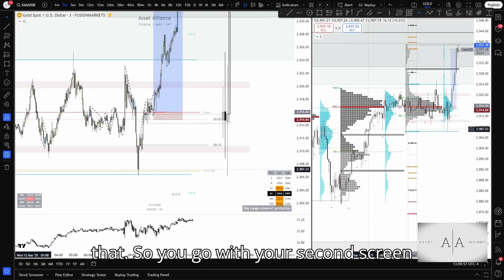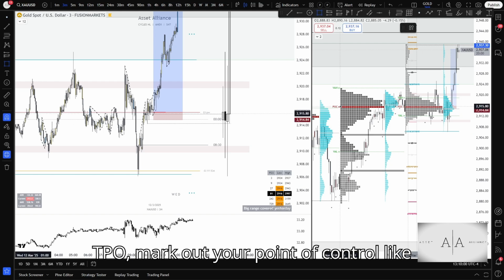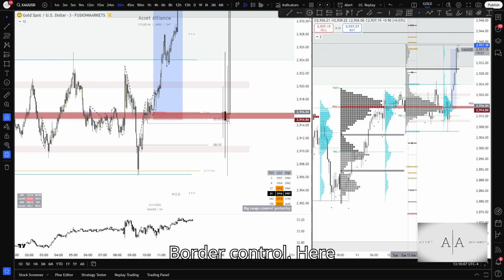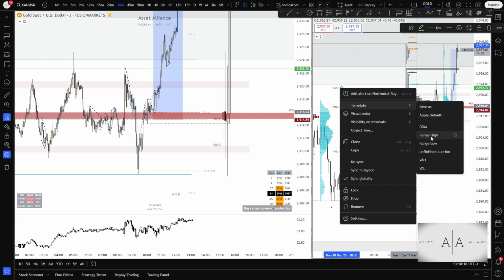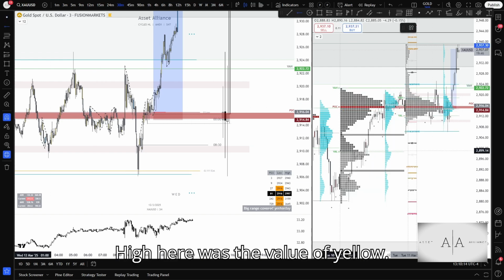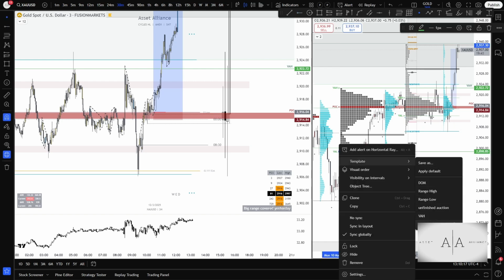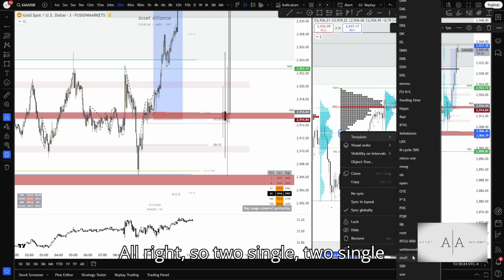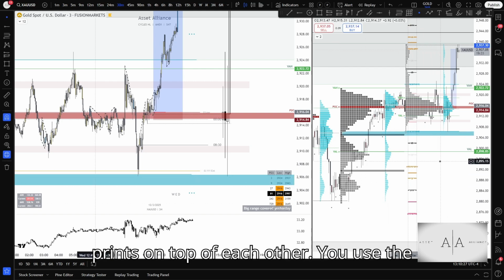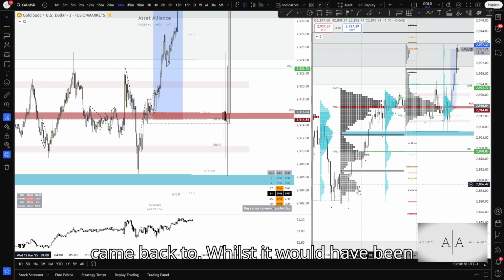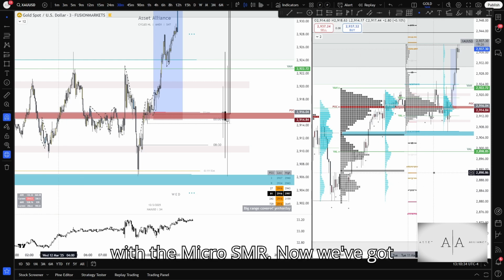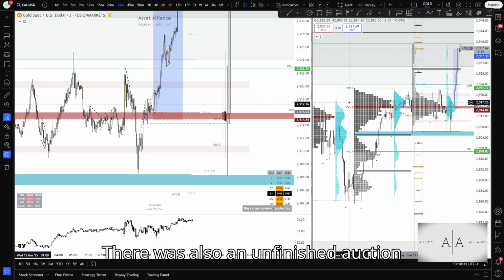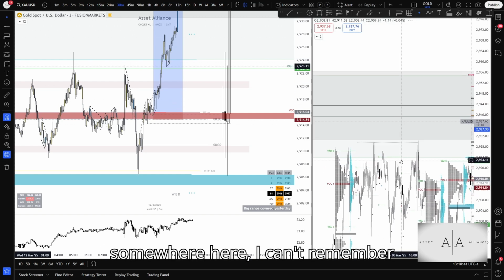So you go with your second screen, TPO, mark out your point of control like in the previous video. Point of control. Here it was a value area low, high. Here was a value area low, and here was your imbalance for the single prints. All right, so two single prints on top of each other. You use the whole range, right? This one we never came back to, whilst it would have been nice because it's in line with the micro SMR. Now we've got all this figured out on this part. There was also an unfinished auction somewhere here. I can't remember where.